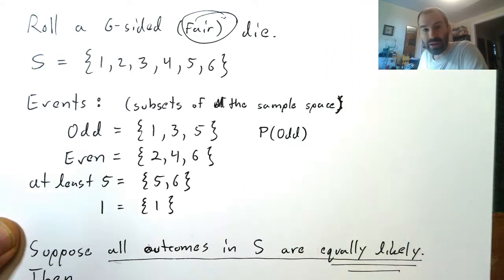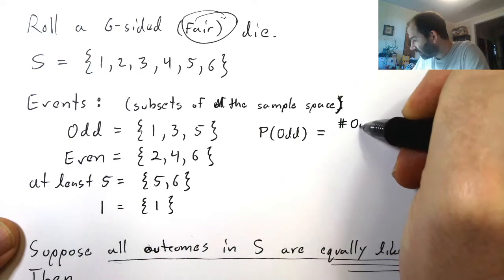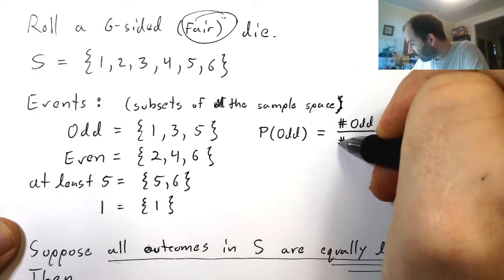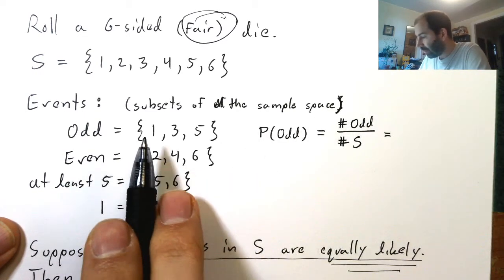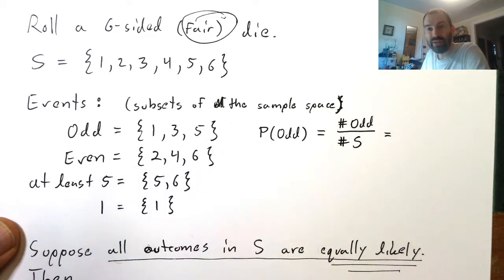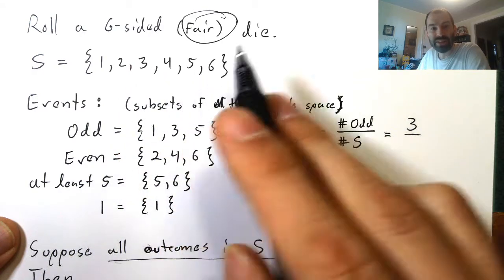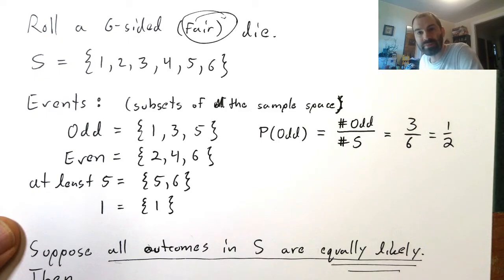The probability of getting an odd number. Well, it's the number of ways you can get an odd number divided by the number of things in the sample space. How many ways can I get an odd number? 1, 2, 3 ways. How many things are in the sample space? There's 6. So that's 1/2. The probability of rolling an odd number on a fair 6-sided die is 1/2.